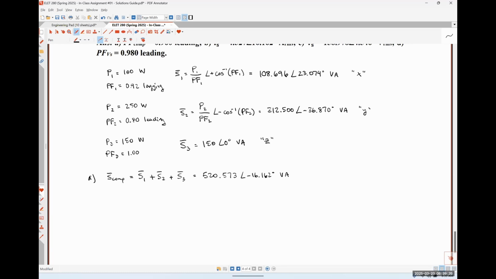So, did anybody else get this result? Let's start there. Got some thumbs up. Great job. All right. So how can I use this information to determine the power factor at which my composite load is working, which I'm going to call PF comp?